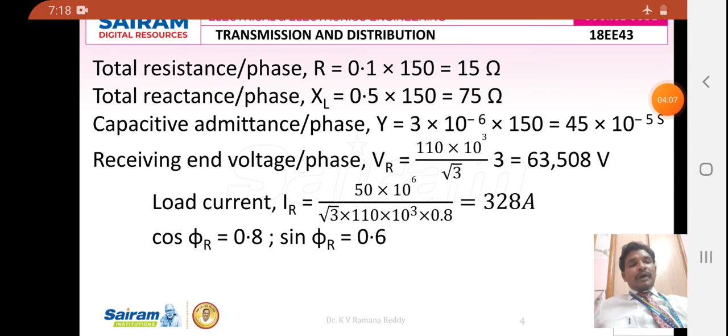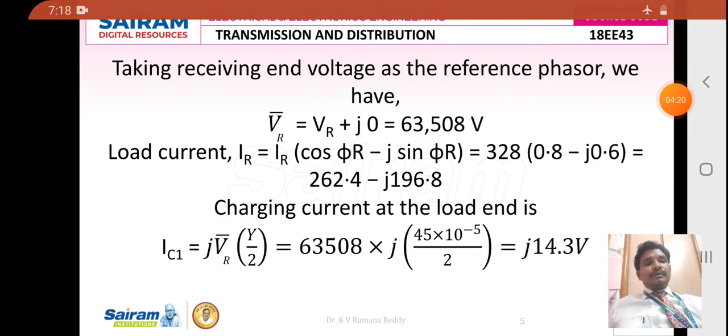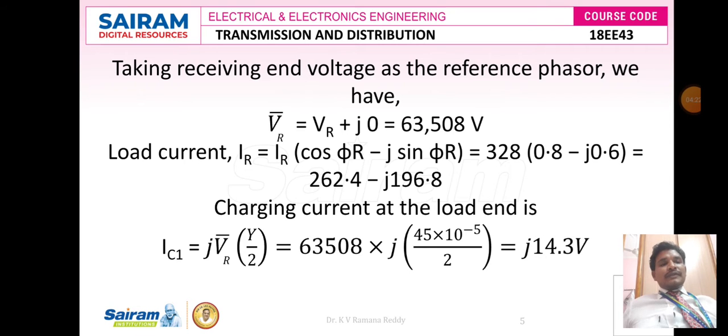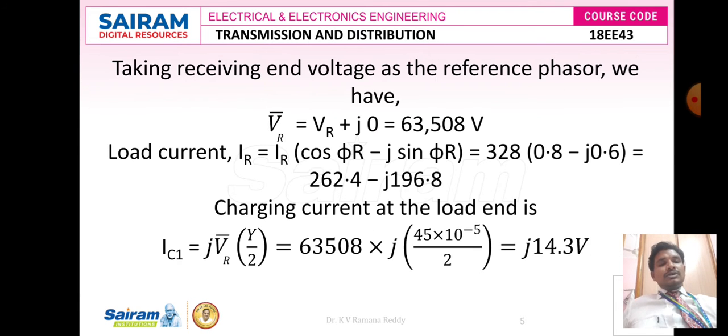Next, cos phi r is given as 0.8. If cos phi r is equal to 0.8, then phi r is equal to cos inverse of 0.8, which becomes 36.8 degrees. Then sin phi r is sin of 36.8, which becomes 0.6. Next, taking the receiving end voltage as the reference phasor, VR bar is equal to VR plus j0. Here VR bar is equal to 63,508 volts, that is the phase voltage, the line voltage divided by root 3.